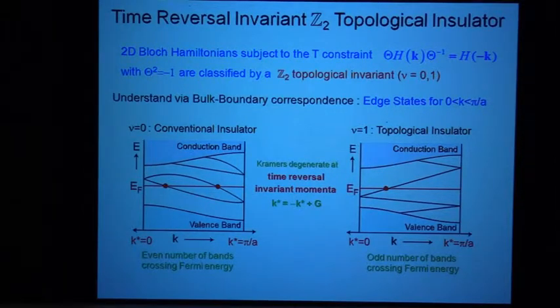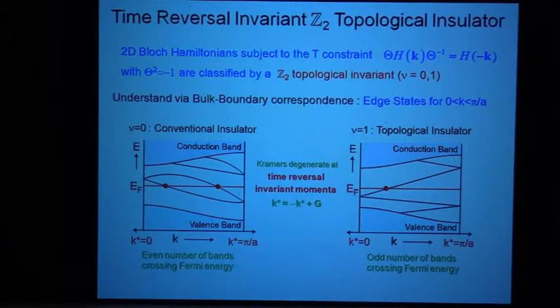Just so I have an idea, I'm going till 11, is it? Okay, good. So let me convince you that there are two and only two classes. Again, the way I'm going to do this is by thinking about the boundary, about the edge of this two-dimensional system. I have a two-dimensional Hamiltonian with time reversal symmetry, which imposes this constraint. I want to argue that there's a Z2 topological invariant that distinguishes two different kinds.